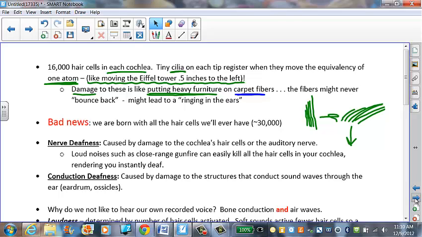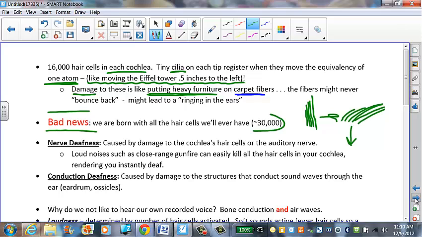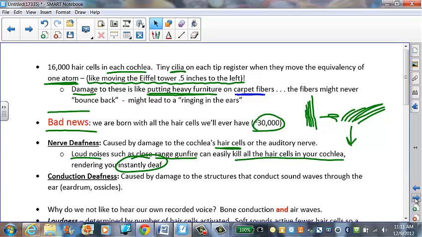And remember, we're born with all the hair cells we'll ever have. About 30,000, 32,000, somewhere in that range. Nerve deafness is caused by damage to those hair cells, those cilia cells on the auditory nerve. And there are some noises, like close-range gunfire, that can kill all the hair cells in your cochlea, rendering you instantly deaf. Not uncommon in early warfare.